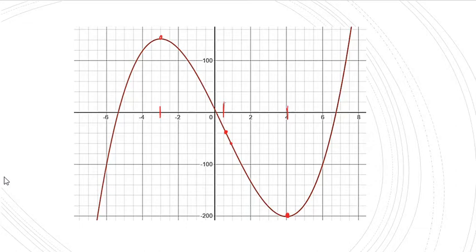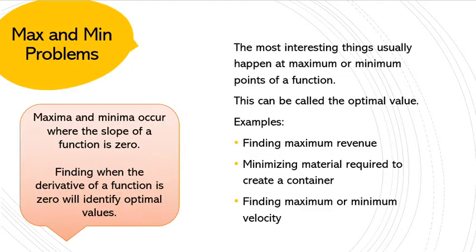Okay, now we're ready to get on to the nitty-gritty. As we just saw, when the slope is 0, we're at a maximum or a minimum. And these are our local optimal values. So these are where the interesting things generally happen on a graph. You can use these for revenue problems, to find out when you're going to make the most money. You can use these for surface area or volume problems where you're trying to minimize material or maximize volume. And you can do these for velocity problems as well, to find a maximum or minimum velocity.